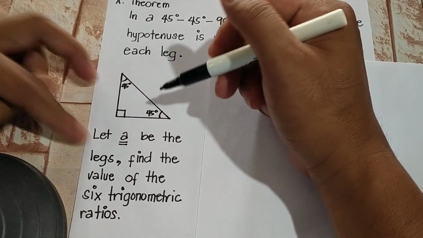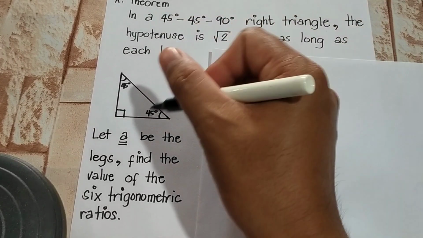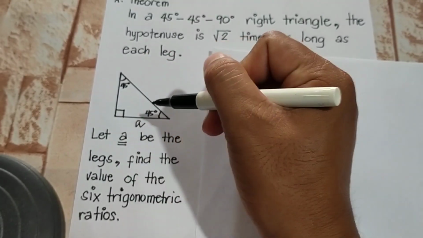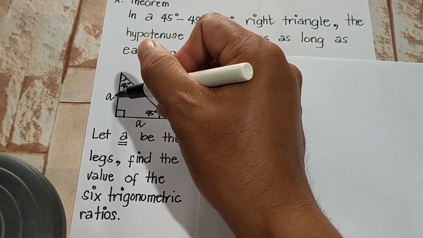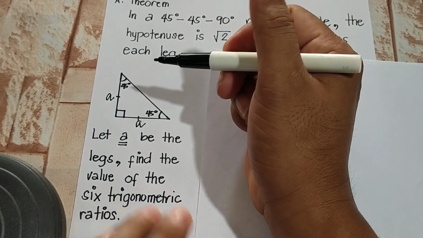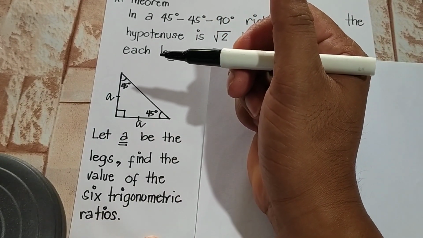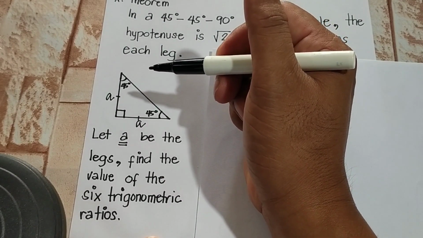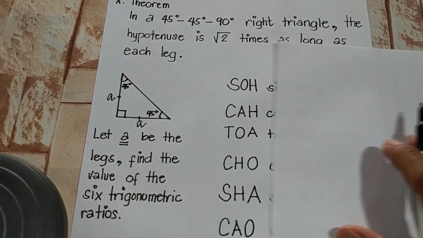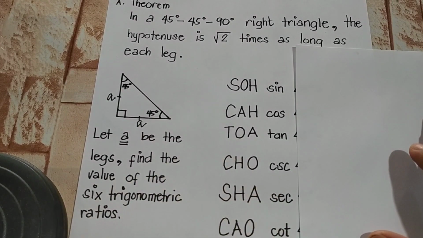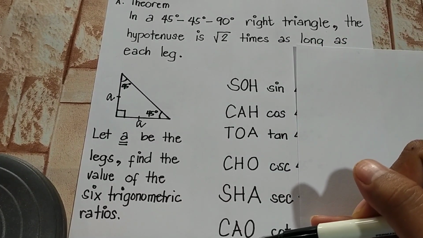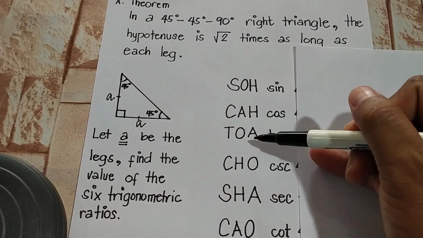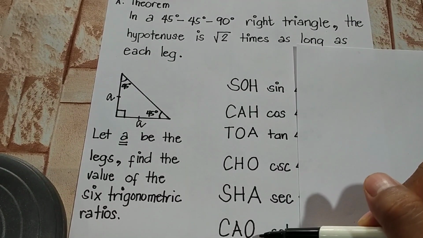Again, let A be the legs. So this side here is our leg, and that is represented by A. Remember that these two legs are congruent. Then we are asked to find the value of the trigonometric ratios: the sine, cosine, tangent, cosecant, secant, and cotangent. We also have the mnemonic device that we use in finding these values: SOH, CAH, TOA, CHO, SHA, KAO.